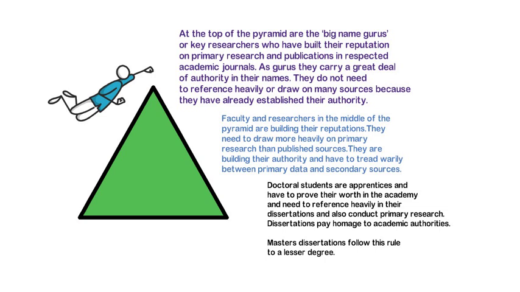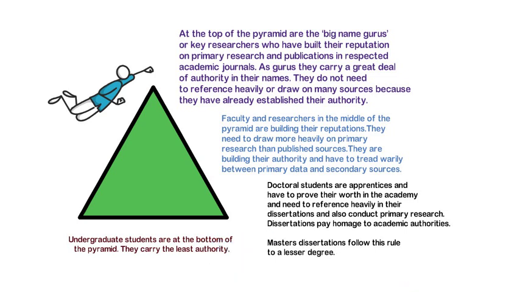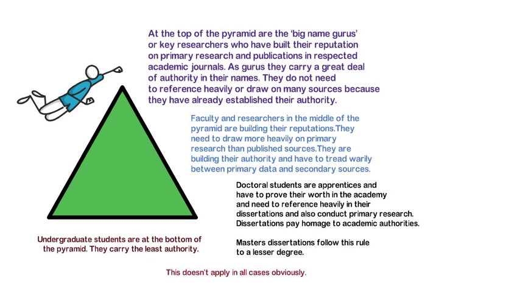Right at the bottom of the pyramid are the undergraduate students. They carry the least authority in this value system. Now, these aren't rules. This is just a general guideline and it will really depend on your context. But these are often the unspoken rules or unspoken practices that you may not have understood clearly.